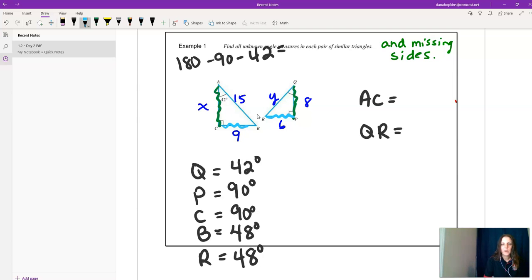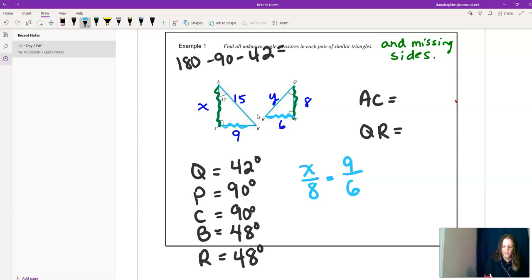There's lots of different ways you could do this, lots of combinations. I'm just going to start with the x over the 8. I'm going to find x first, which is side AC. So I'm setting up a proportion. X over 8, those two match. And then I'm going to use the other two sides that have actual numbers. I don't want to use 15 and y yet because I'm missing a number there, and that would give me two unknowns. So if I do x over 8, then I can do 9 over 6.